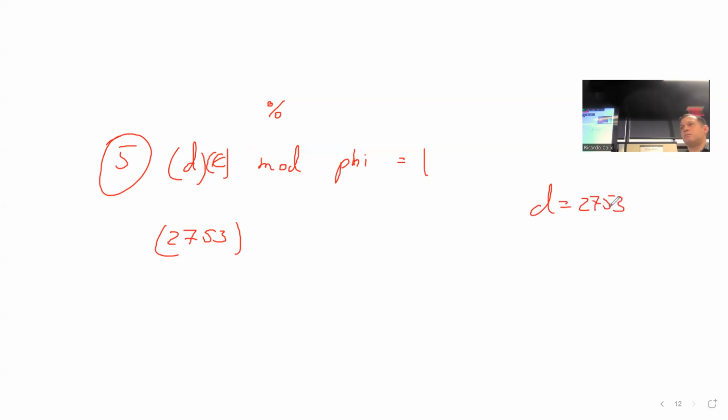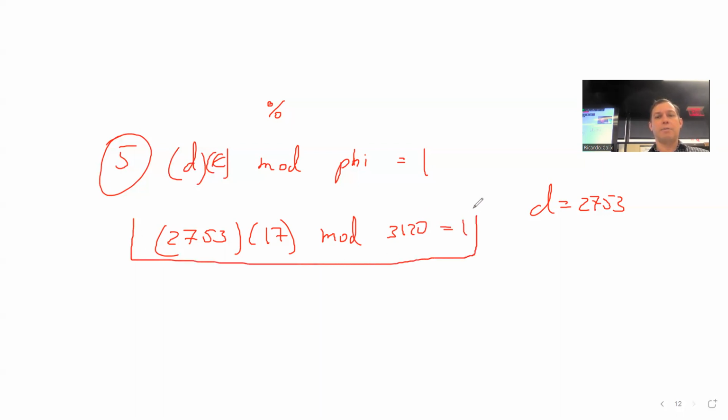Wherever it's impractical to do a calculation by hand or with a calculator, because you would need a script, I will give you this value. So in this case, 2753 times 17 mod, what was phi? 3120 should be equal to 1. So when you do your exercises on Thursday, in the lab assignment, you can corroborate this one. It should give you 1, in Python.